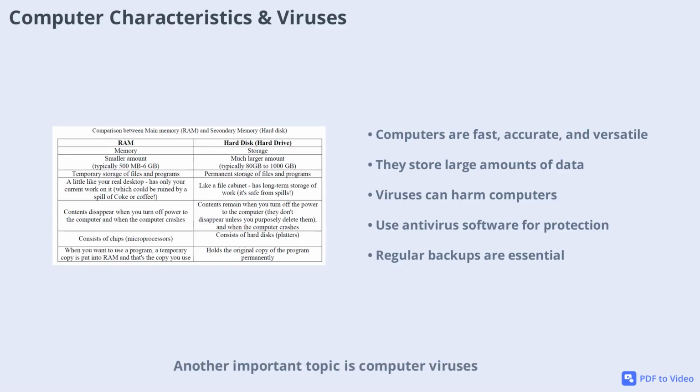Another important topic is computer viruses. Viruses are malicious software that can attach to programs, replicate, and cause harm. Types include email viruses, Trojan horses, and worms. To protect your computer, always use reputable antivirus software, scan new files, be cautious with email attachments, and regularly back up your data. With the right precautions, you can keep your computer safe and running smoothly.